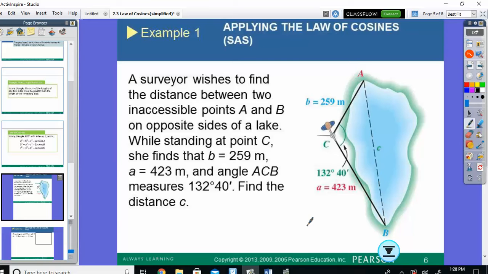So a surveyor wishes to find the distance between two inaccessible points, point A and point B, on opposite sides of a lake. While standing at point C, she finds that side B is 259 meters and side A is 423 meters, and the angle between them is 132 degrees 40 minutes. Find the distance C. So I'm looking for side C.